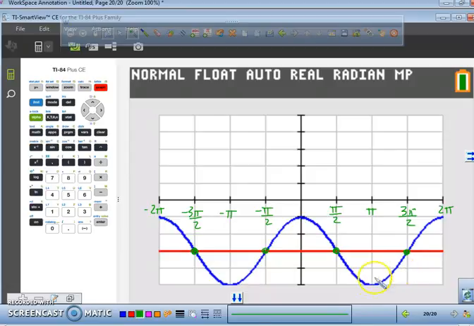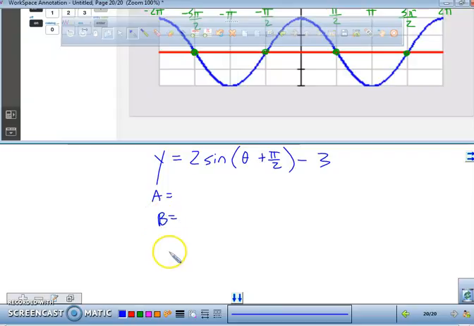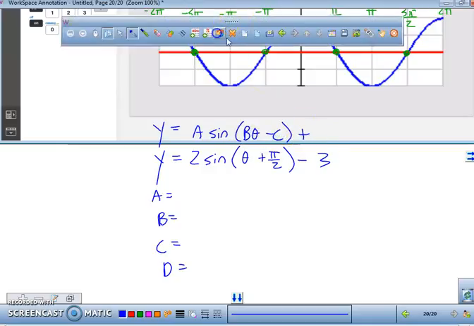Then we'll look at all the different things for this particular function. So y equals 2 sine theta plus pi over 2 minus 3. I'm going to write down what my a value is. I'm going to write down what my b value is. C and D. All right, so there's your standard form right there.